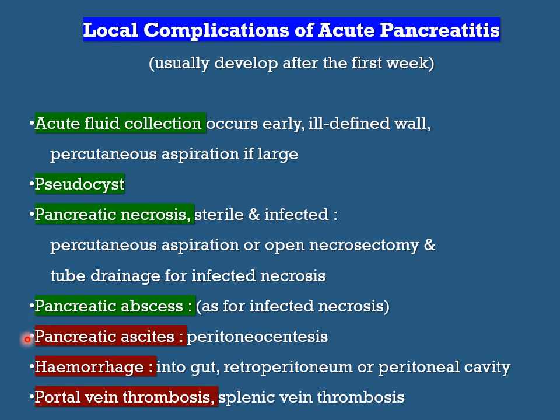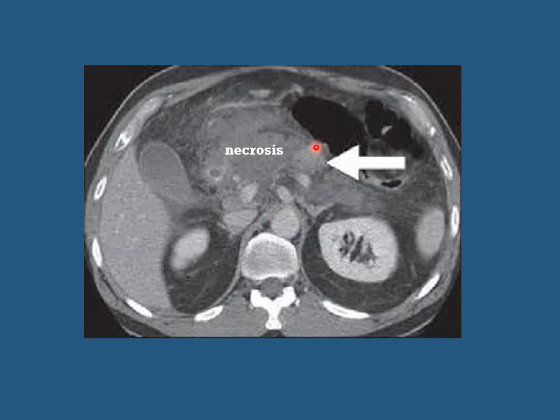Pancreatic ascites, sometimes we need paracentesis. Hemorrhage into the gut, retroperitoneum or peritoneal cavity, this is in hemorrhagic pancreatitis. And portal vein or splenic vein thrombosis, as these veins are very close to the pancreas. Okay, this is a CT scan showing a massive necrosis in the head and body of the pancreas.